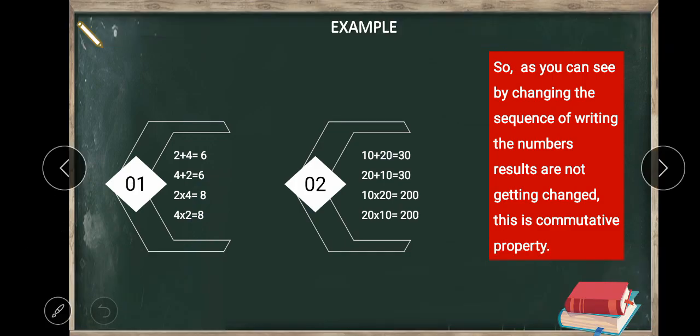As we have 2 plus 4 is equal to 6. If we change the order, 4 plus 2 is equal to 6. Hence the first pair gives the same result on changing the order. In the second pair, checking for multiplication, 2 into 4 is equal to 8, 4 into 2 is equal to 8. Hence in both cases we get the same result. You can notice that changing the sequence of writing the numbers, results do not change. This is exactly what I want to say: the commutative property.